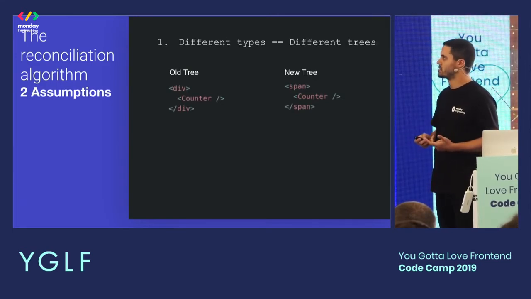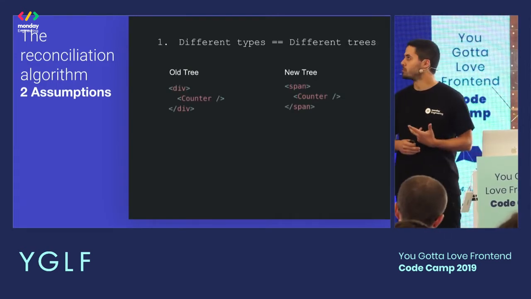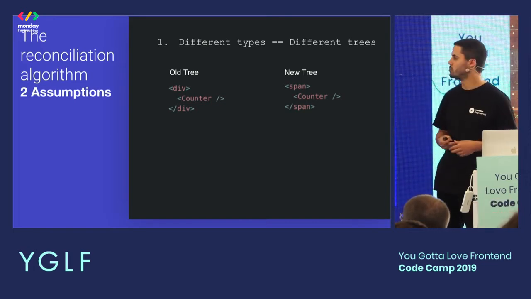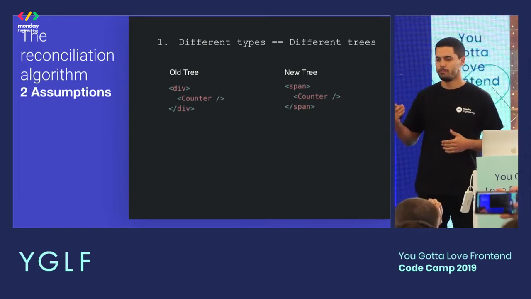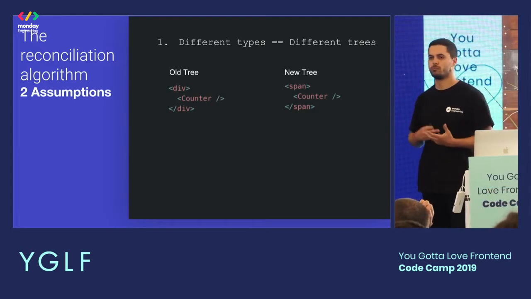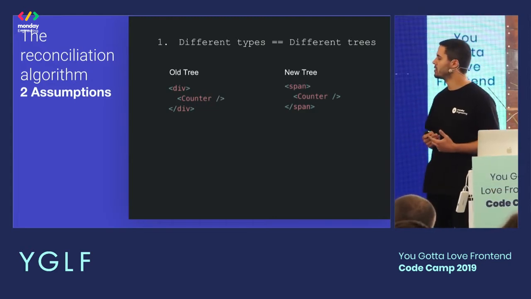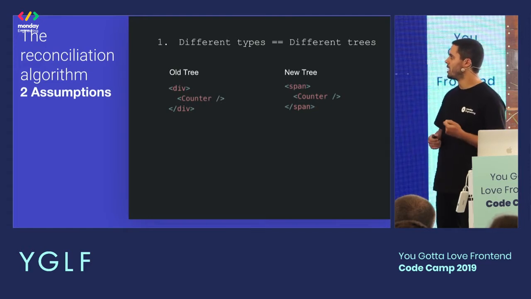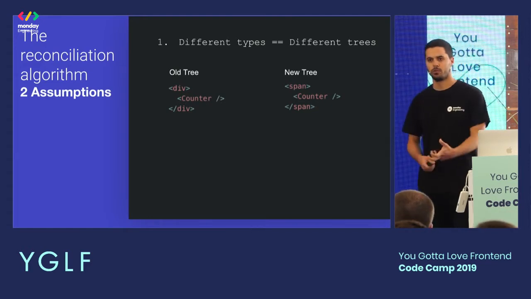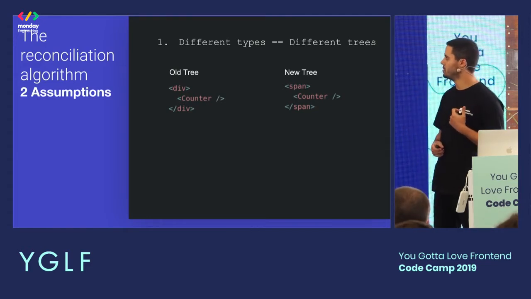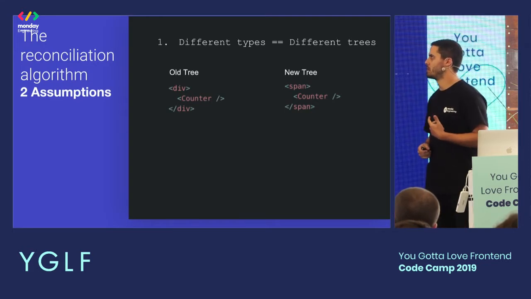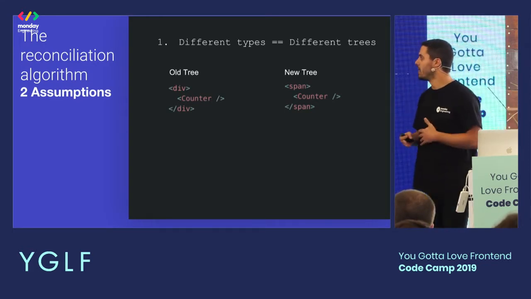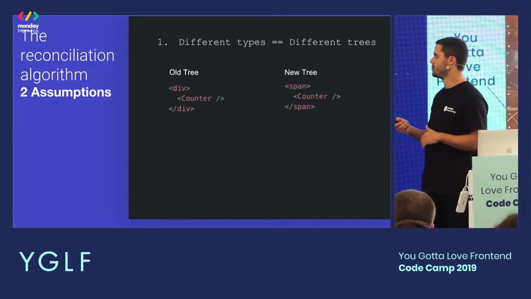The first one is pretty simple. It just means that different types will create different subtrees. On the left, we can see we have the old DOM tree with a div on the top. On the right, we have the new DOM tree that React created after the update. Once React recognizes that there is a different DOM type on the top, it will throw away the old DOM and recreate the entire subtree, although we can see that the counter inside didn't change. Of course, it's not efficient at all.